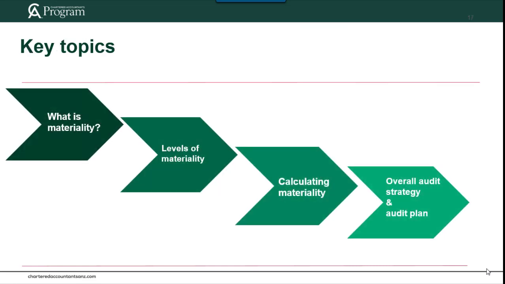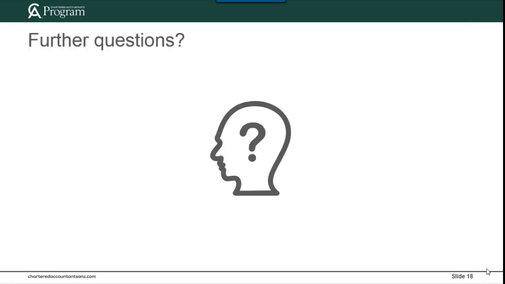That sums up our overview of Unit 5. If you have any further questions regarding Unit 5, please post them on the discussion board.